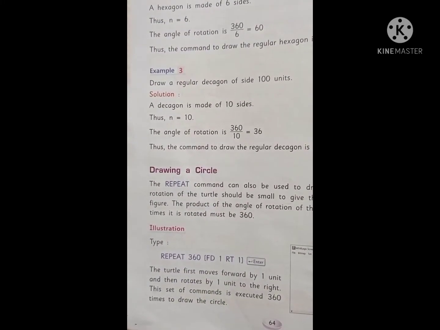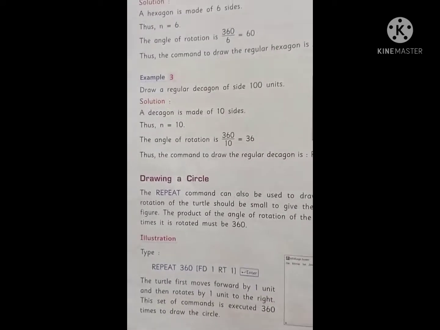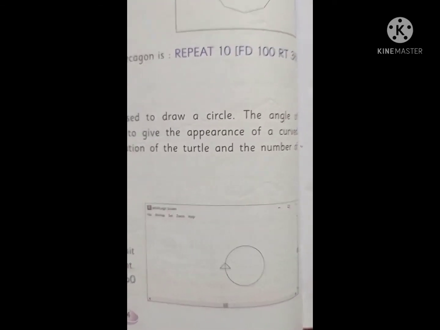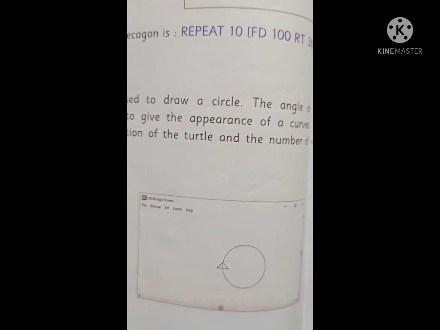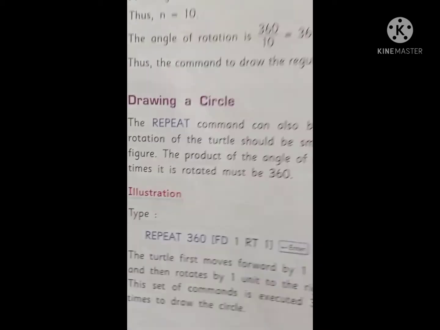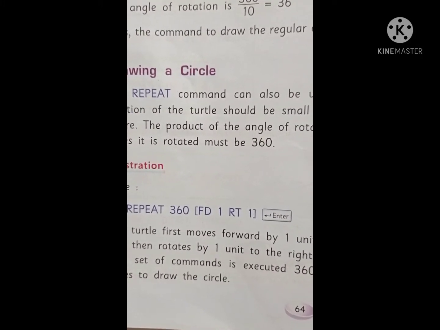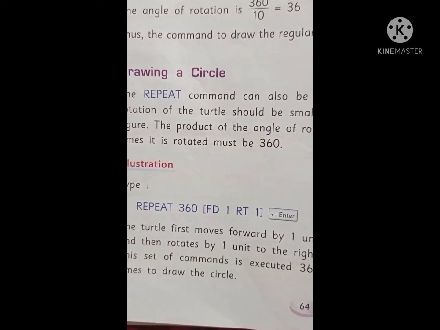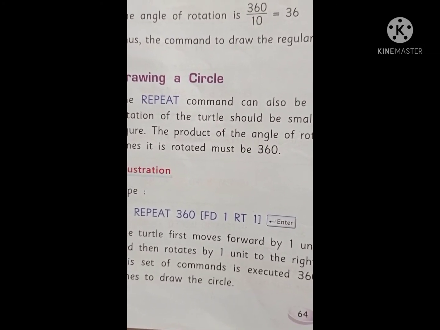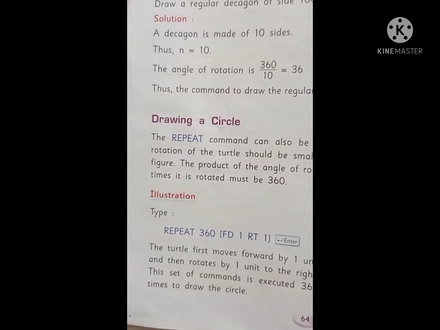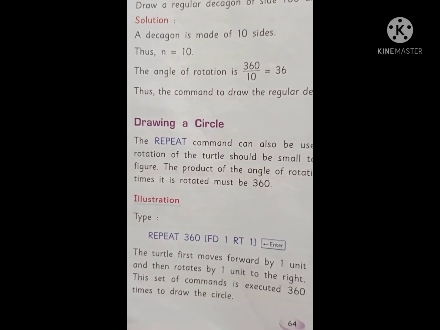Next we are going to see how to draw a circle. We are going to draw a circle using the repeat command. The angle of the circle is 360 degrees. So we want to repeat the same step how many times? 360 times. FD1 RT1. We are repeating this FD1 RT1 360 times, and we make this circle. This is how we make a circle with the command repeat 360 FD1 RT1.